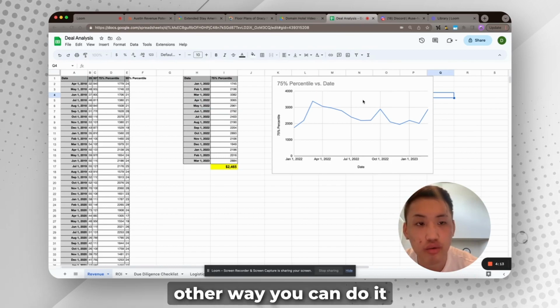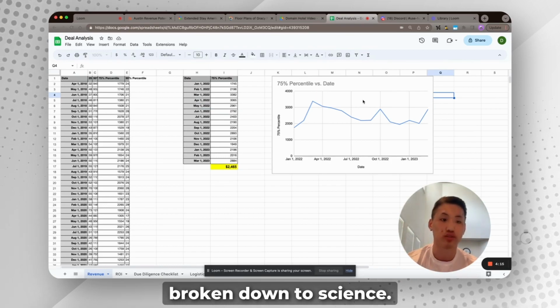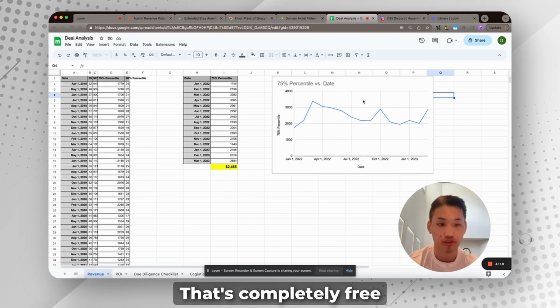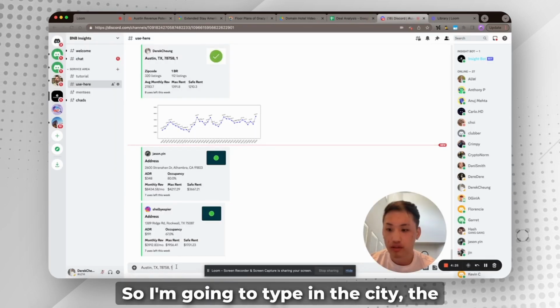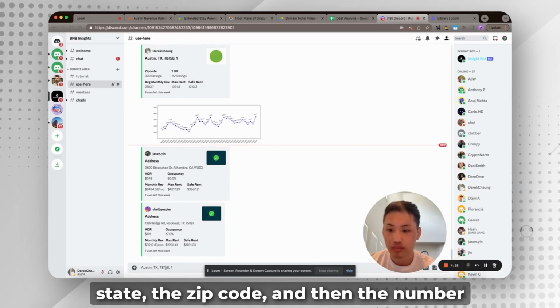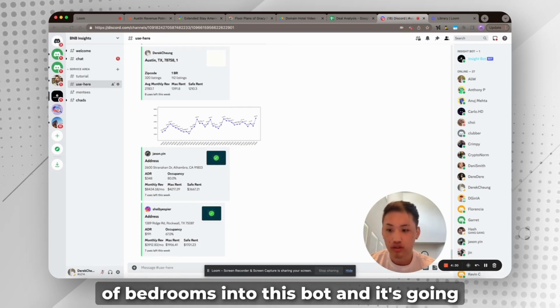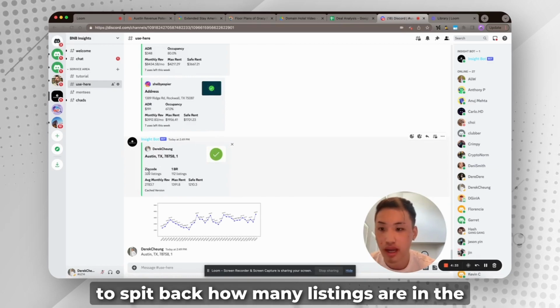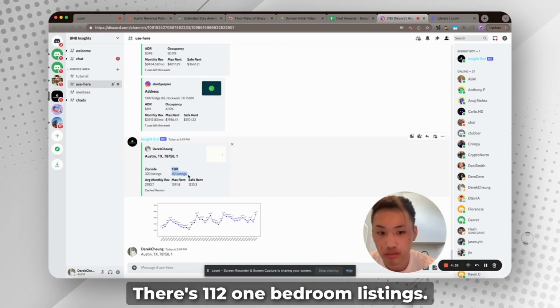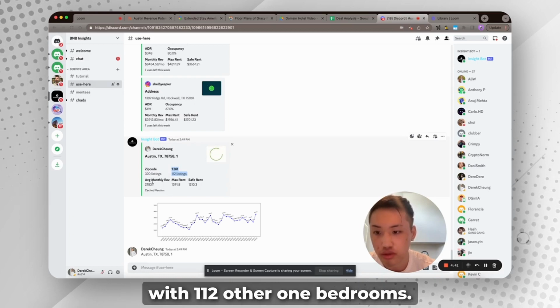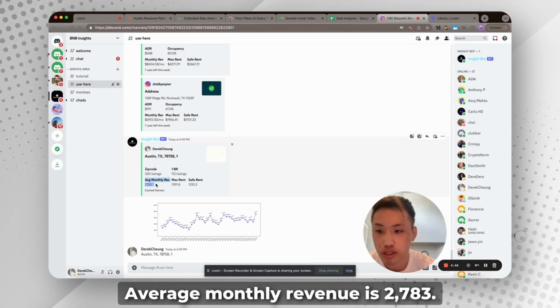Now I'm going to show you the other way you can do it. Because we have this broken down to a science, we've developed a tool that's completely free for all the students. Basically, a bot that's going to do this analysis for you, right? So I'm going to type in the city, the state, the zip code, and then the number of bedrooms into this bot, and it's going to spit back how many listings are in the zip code. There are 320, and 112 1-bedroom listings. I'm going to be competing with 112 other 1 bedrooms. Average monthly revenue is $2,783.